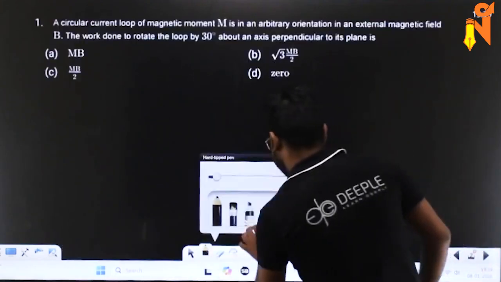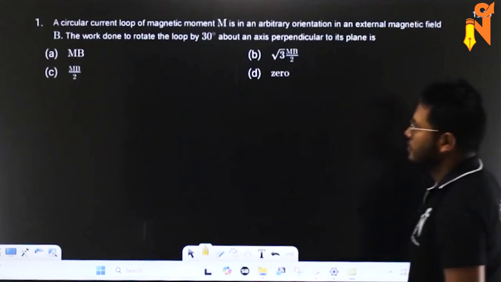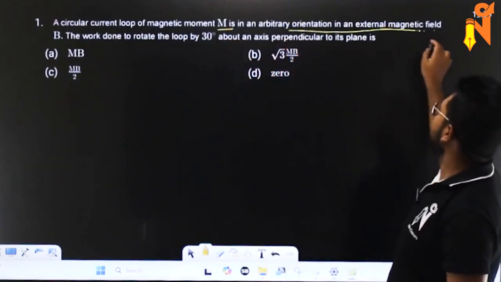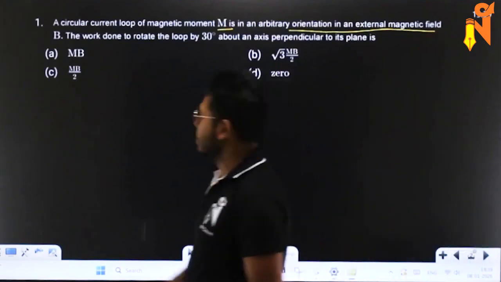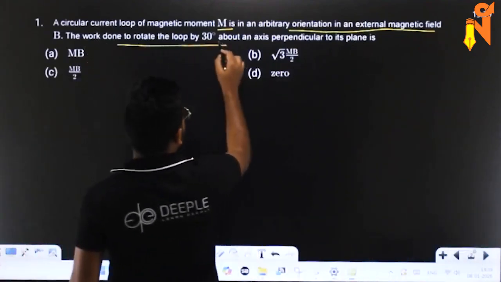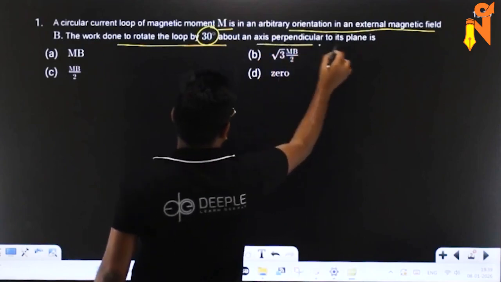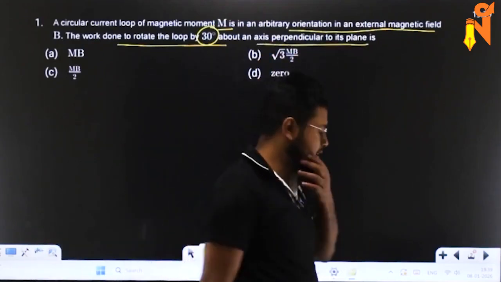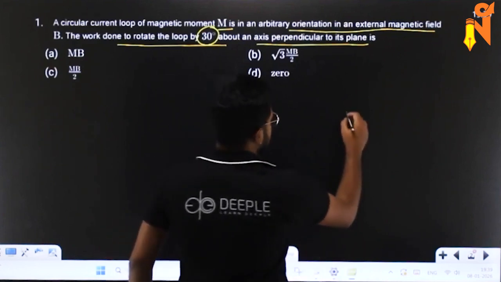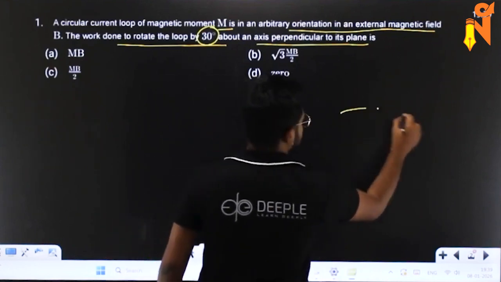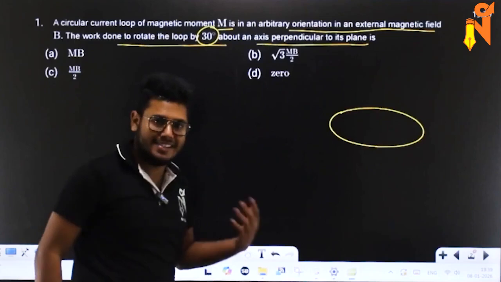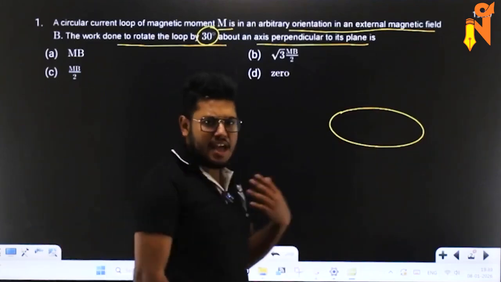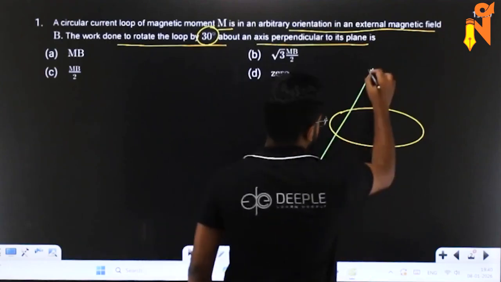So this is the first question. Let me choose a proper color. A circular current loop of magnetic moment capital M is in an arbitrary orientation in an external magnetic field B. Now they are saying the work done to rotate the loop by 30° about an axis perpendicular to its plane is. Perpendicular to its plane means, let's try to understand how to solve it. Let's say we got an axis like this, this is the loop. Now they have given the magnetic field to be at any arbitrary angle, so let me assume any arbitrary angle like this.